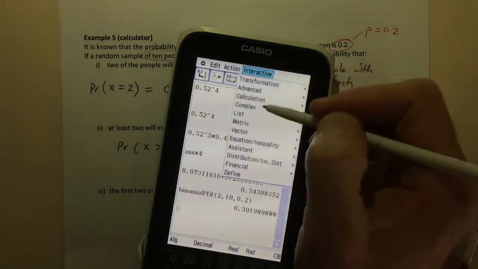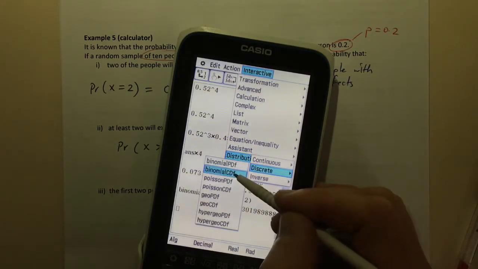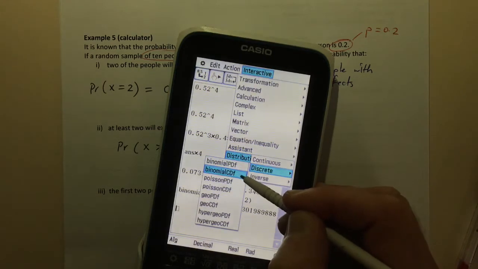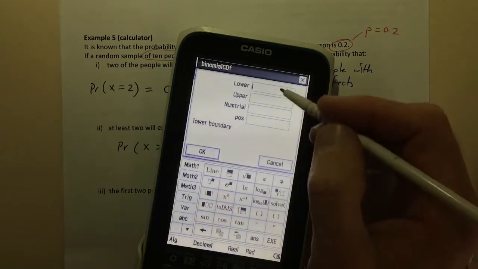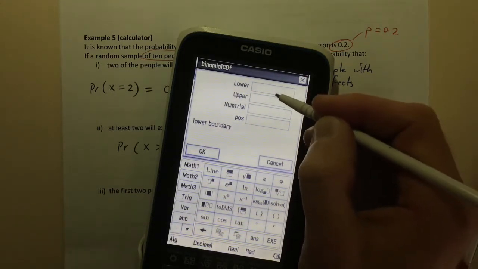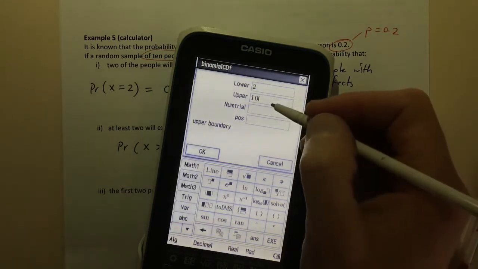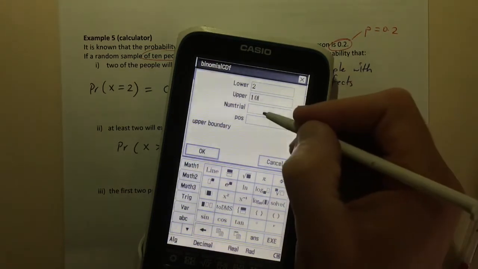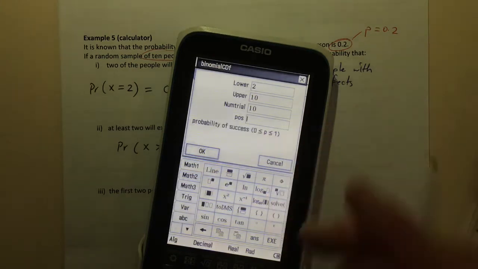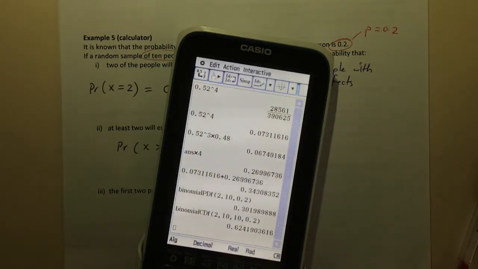So again, it's interactive, distribution, and discrete. This time though, it's binomial CDF. We use binomial CDF when we have a range of successes. So this one said essentially 2 or more, and that's when we use binomial CDF. And you'll notice here that you get this lower and upper option. Now, this is for the number of successes. So we wanted at least 2. So we want 2 or more. The upper is 10 because that's the most we can get. It's 10 people. So the most successes we can get is 10. Number of trials is 10, and the probability of success is 0.2. We hit OK, and we get 0.62419.